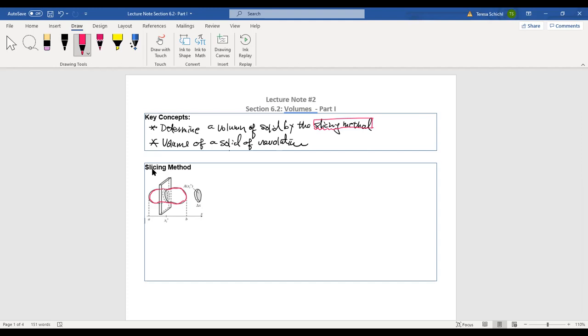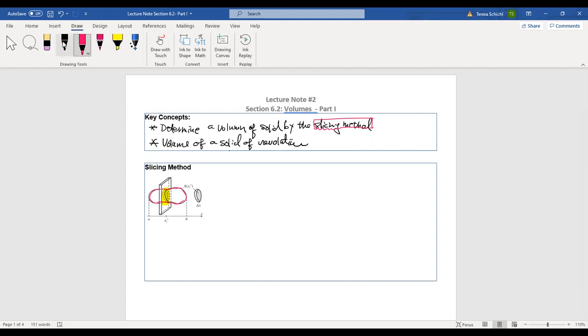So we say, let's slice it. I put a knife here. When you slice off this solid, it will be a little piece like a disc, but not really like a disc. It depends on what the shape is.